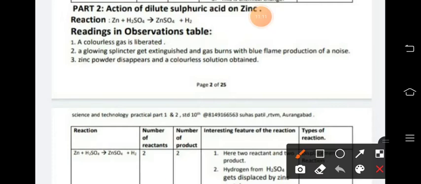Part 2 is the action of dilute sulfuric acid on zinc. In this reaction, zinc is going to react with dilute sulfuric acid. Two reactants and two products are there: zinc sulfate and hydrogen remaining. So the observations are: a colorless gas is liberated. Point number 2, a glowing splinter gets extinguished and the gas burns with a blue flame, with the production of a noise. Zinc powder disappears and a colorless solution is obtained.